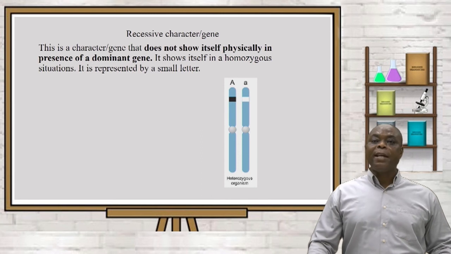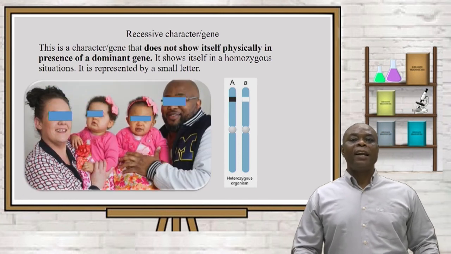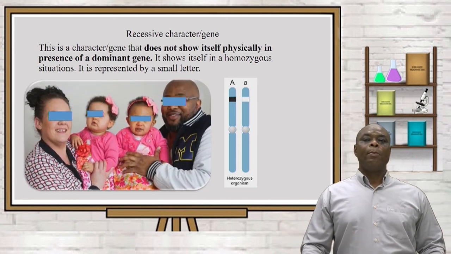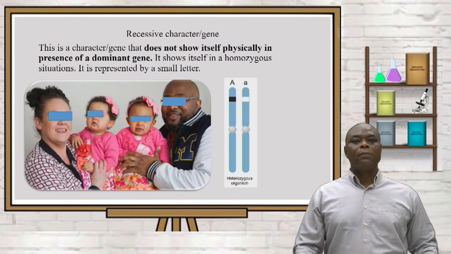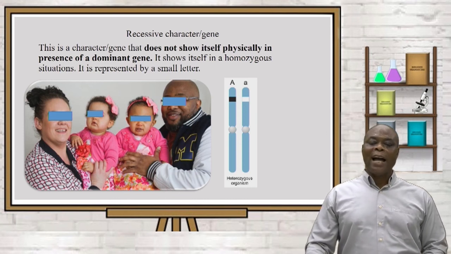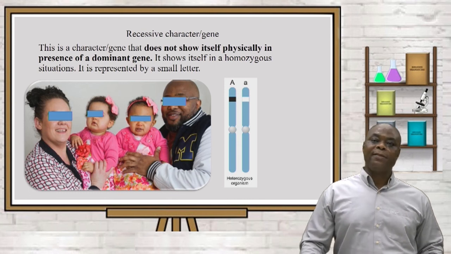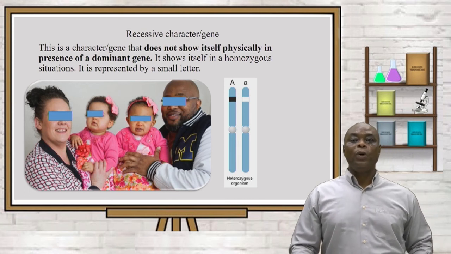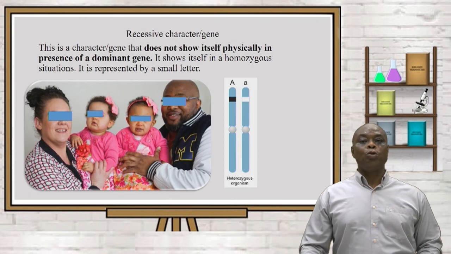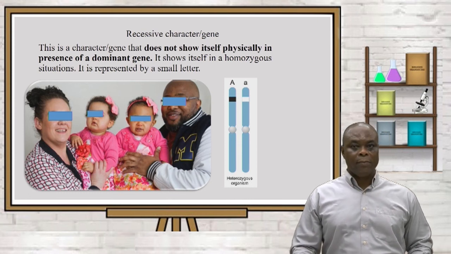Again, in the family, the black man and the fair woman gave birth to the twins. One of the twins, who is black, is recessive to the fair skin color, and the one who is fair is recessive to the black skin color.